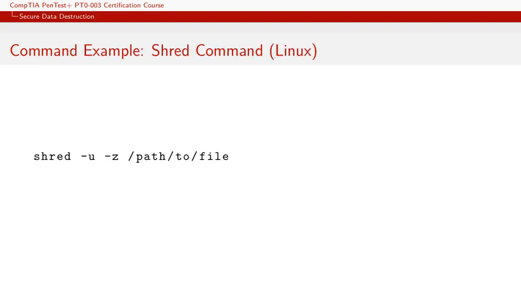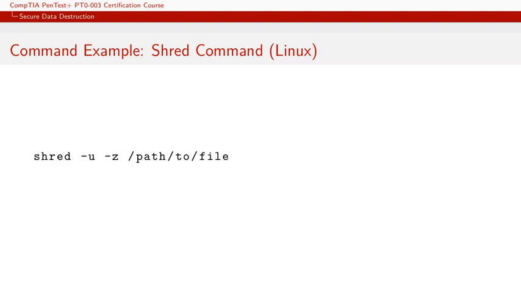Here we have an example of the shred command in Linux, which is used for secure data destruction. The command provided here, shred -u /path/file, performs several critical tasks. First, the shred command overwrites the file's contents to make it more difficult to recover.